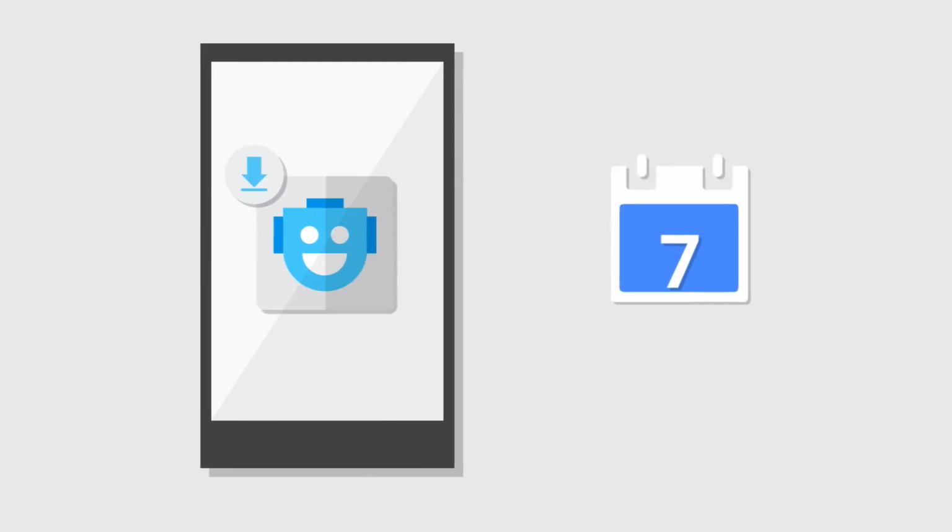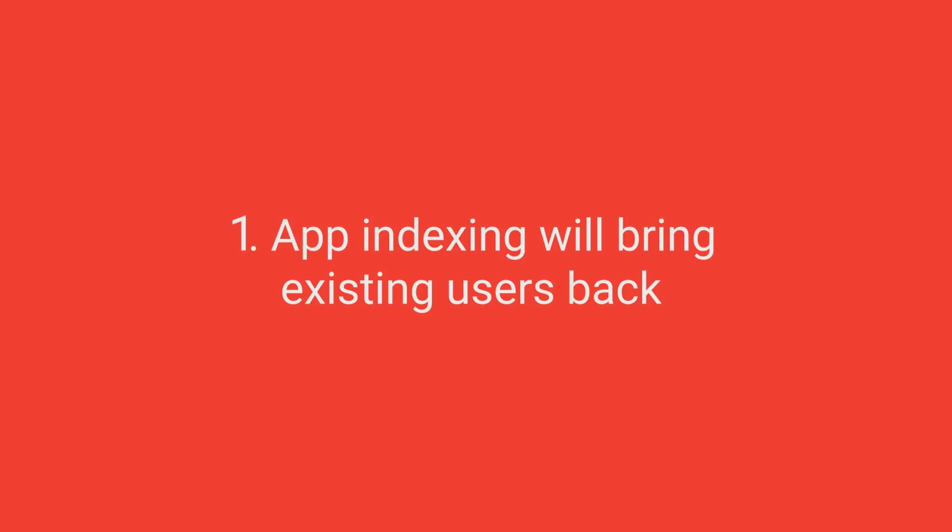Users have installed your app. Great. But how can your app keep them coming back every day, day after day? We've selected 10 effective ways to drive ongoing usage and engagement over time. App indexing will bring existing users back.